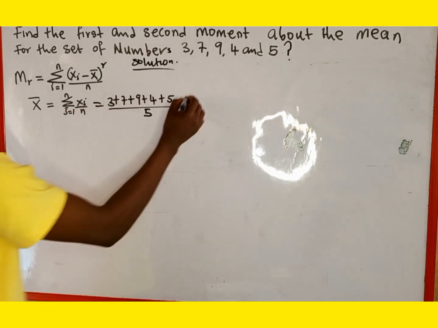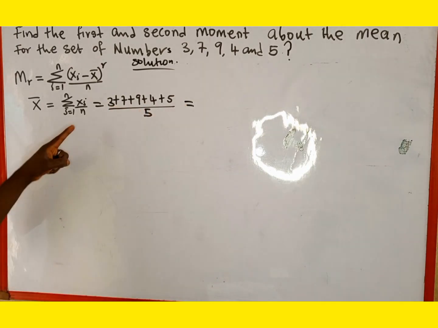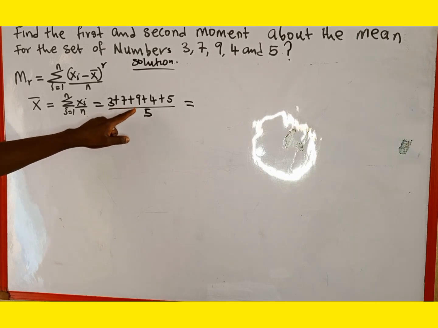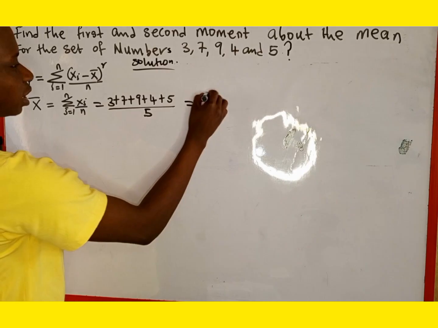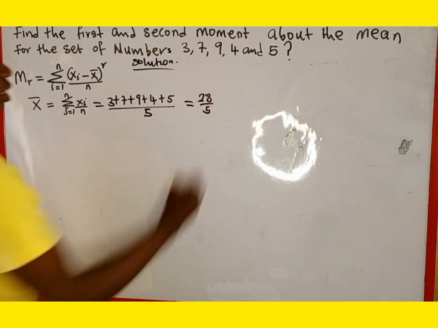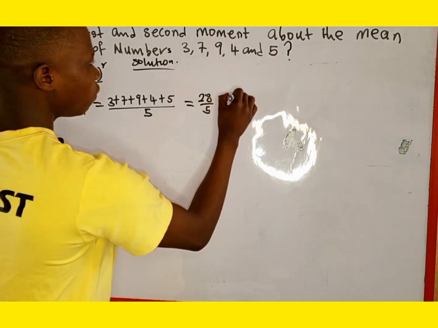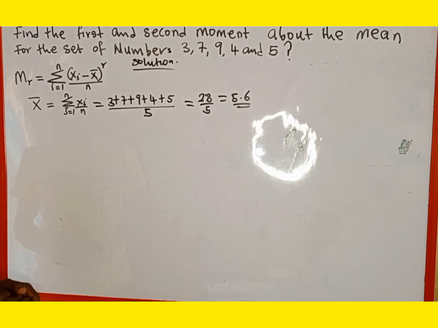So now to get the mean, we are going to sum up all these numbers together. 3 plus 7 plus 9 plus 4 plus 5 is going to give us 28 over 5. Then if you press the calculator, 28 over 5 is going to give us 5.6. So this is the x bar of this data. So now we can continue to use this formula.